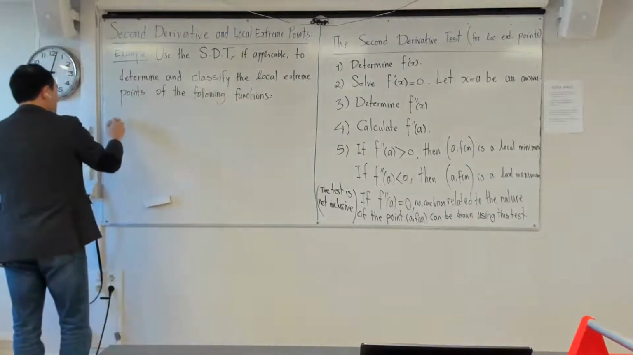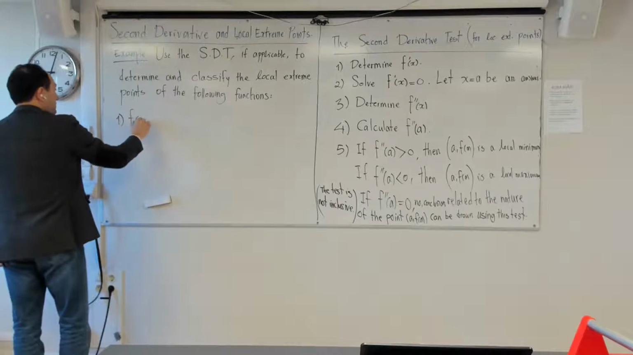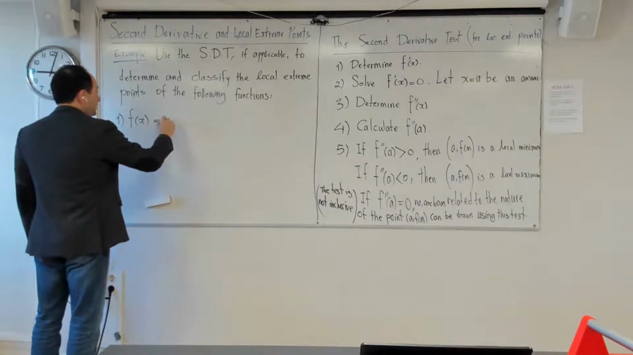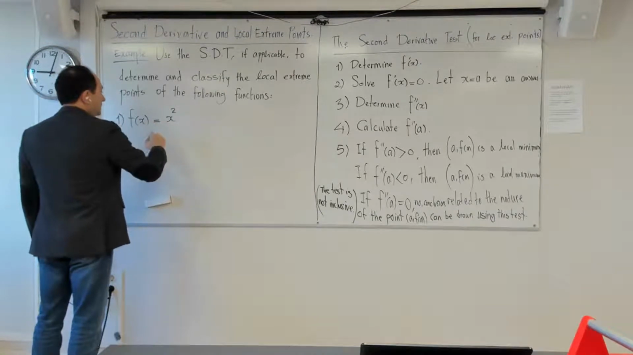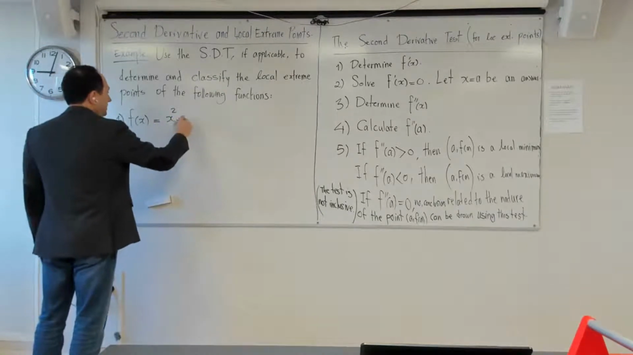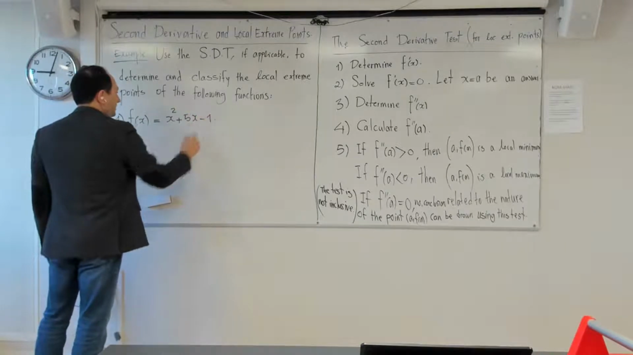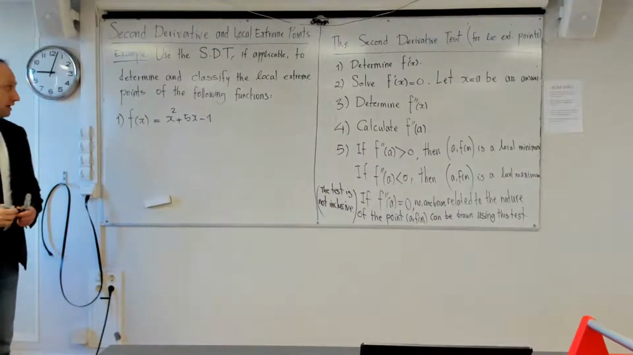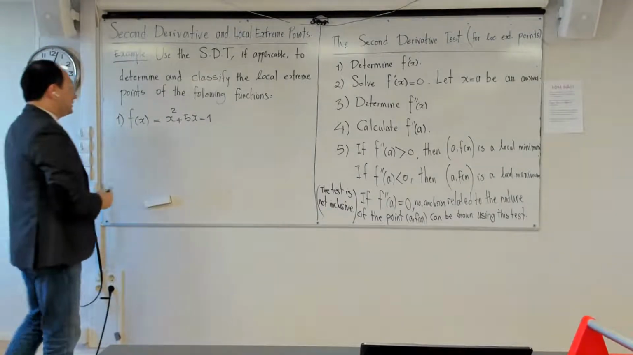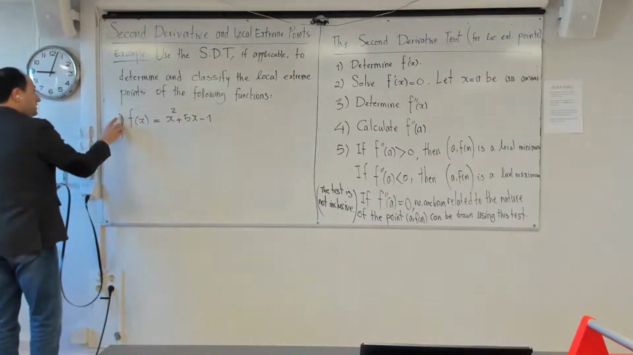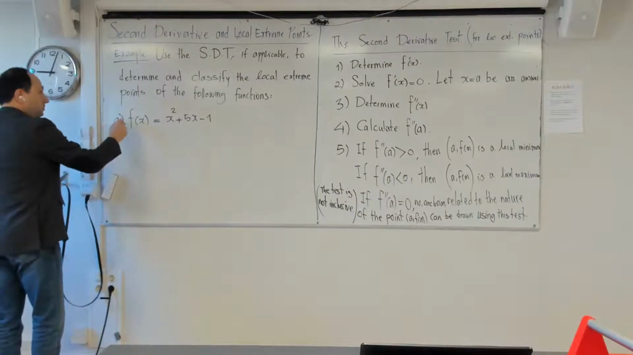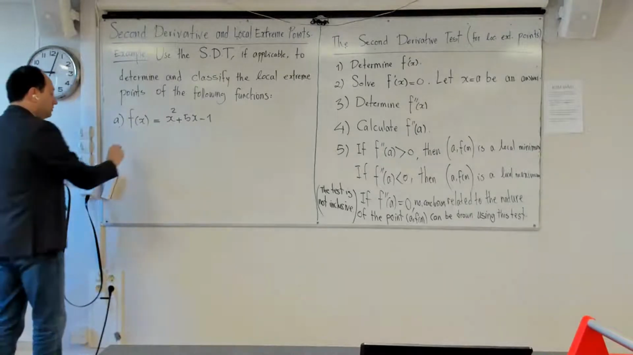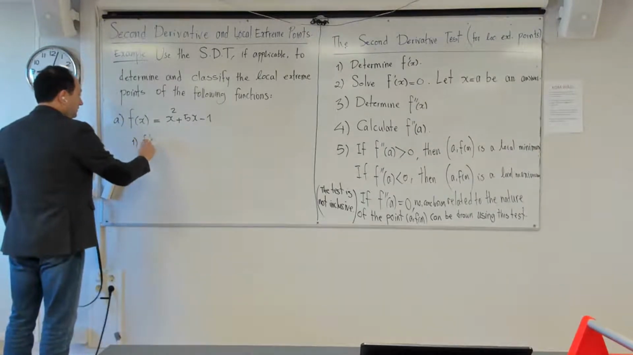Okay, so number one, f of x, let us start with a very simple example. x to the power of 2 plus 5x minus 1. Of course, this problem is actually very simple, but it's good to know about that. If I want to follow this, let me write A here so that I can write the numbers for the steps of the algorithm. So the first thing that I do, I take the derivative.